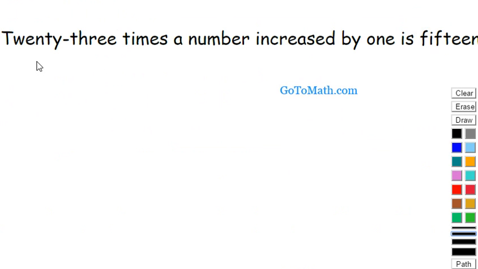So it says 23 times a number. I think we all know what 23 is and can figure out how to write that. So 23 times a number. Now we'll let the number be x. 23 times a number is increased by 1, and increased means we're going to add 1 to it. And the word "is" is the equal sign, and then obviously 15.